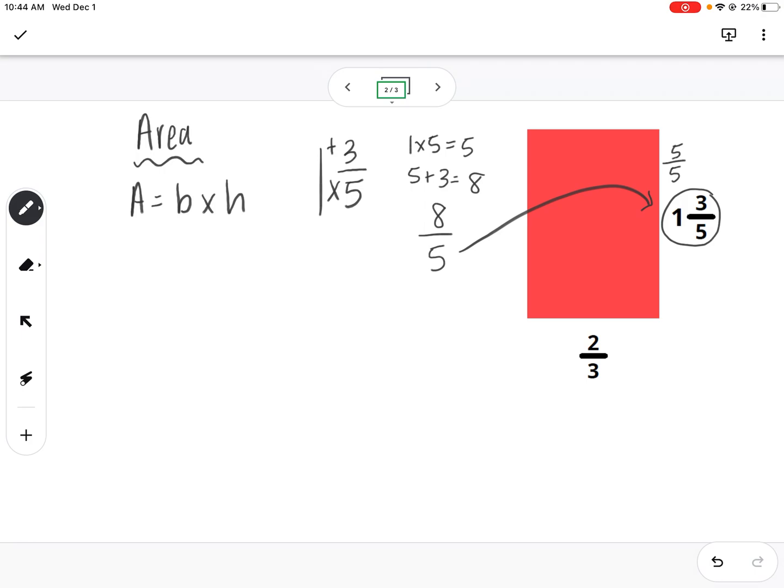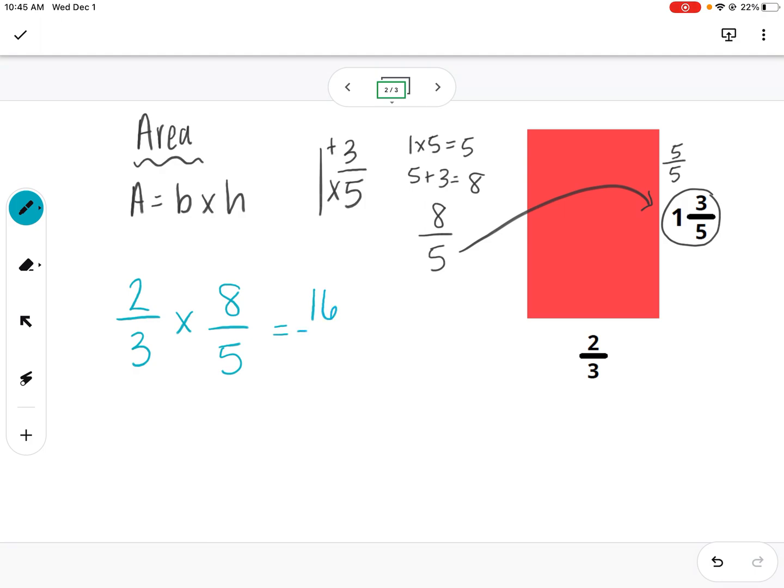All right, so now that we have our base times height, we can actually multiply and solve. So let's do that. I have my base of 2/3 and my height of 8/5. And all I'm going to do is simply multiply straight across. Now remember, we can take a look at our diagonals. I have 8 and I have 3. Do those have a common factor? They do not. What about 2 and 5? Do those? They do not. So I can go ahead and multiply straight across.